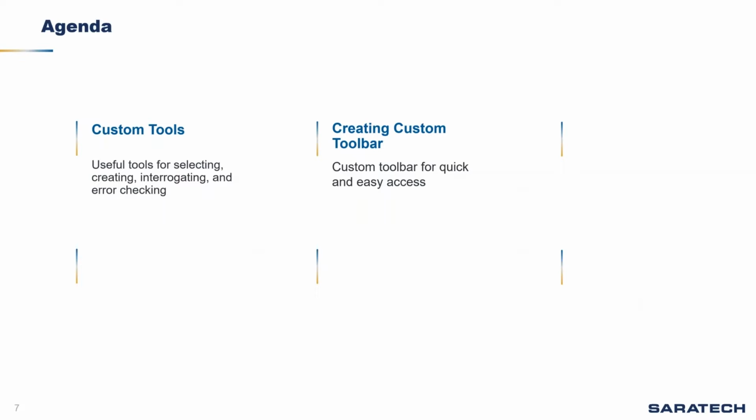In today's agenda, I'm going to be talking about some of my favorite custom tools, or the custom tools I find most useful. These are tools that are going to help with selecting, creating, interrogating, and error checking your model. And then last, but definitely not least, I'll be demonstrating how to create a custom toolbar so that you can get quick and easy access to some of these tools. Because as you will see during the presentation, maneuvering through the custom tools menu dropdown isn't necessarily all that fast.